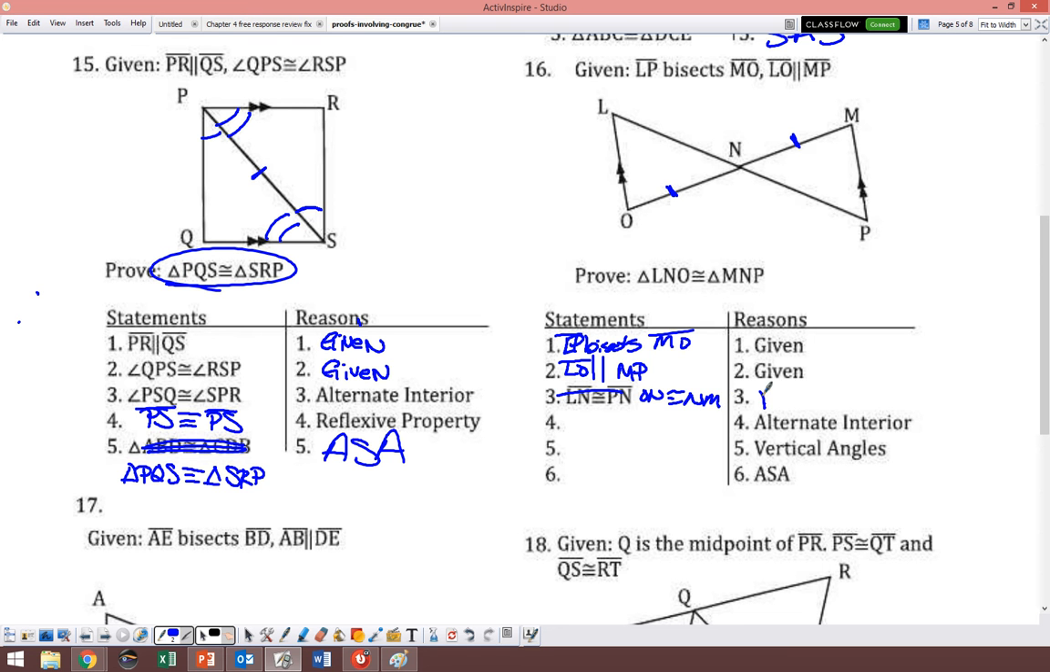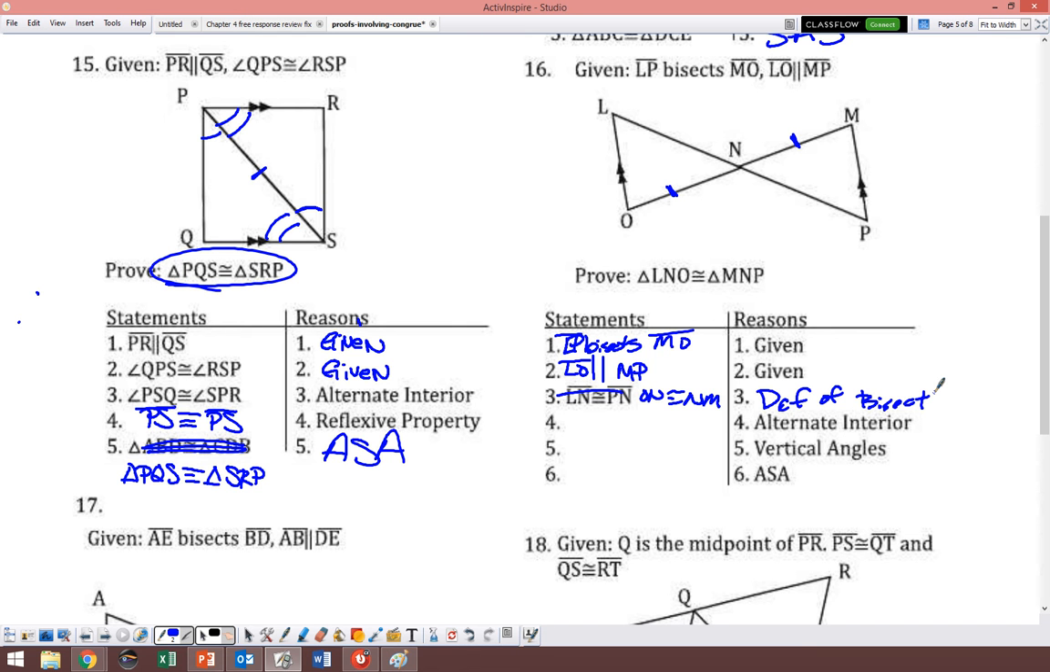And that one's going to be definition of bisect. Oh, sorry about that. So I got that. Next one's going to be alternate interior angles. Okay, because of parallel, we're going to have alternate interior angles.